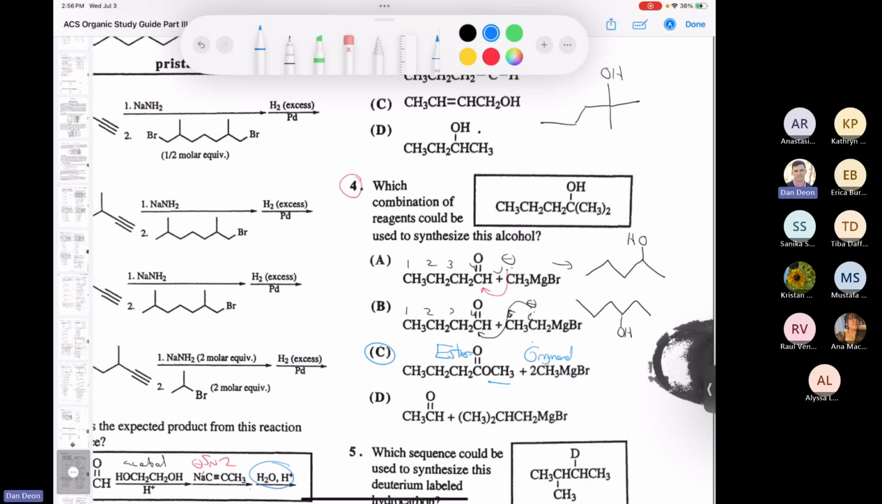And then the last one, you can clearly see that this one is wrong because the alcohol would be on the other side of the molecule. So that one would be incorrect as well. So the correct answer there is C. So make sure you review the reaction between an ester and a Grignard reagent, because remember, a Grignard reagent adds twice to an ester.